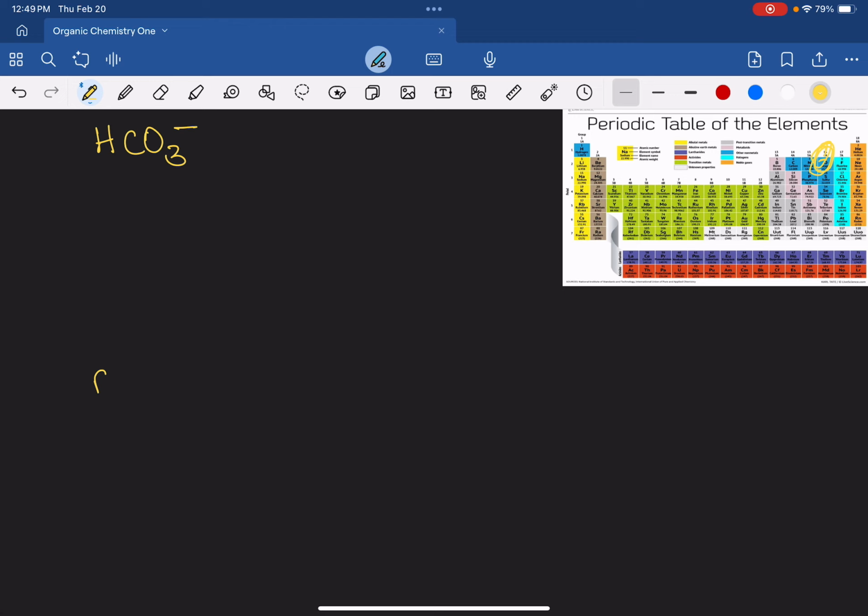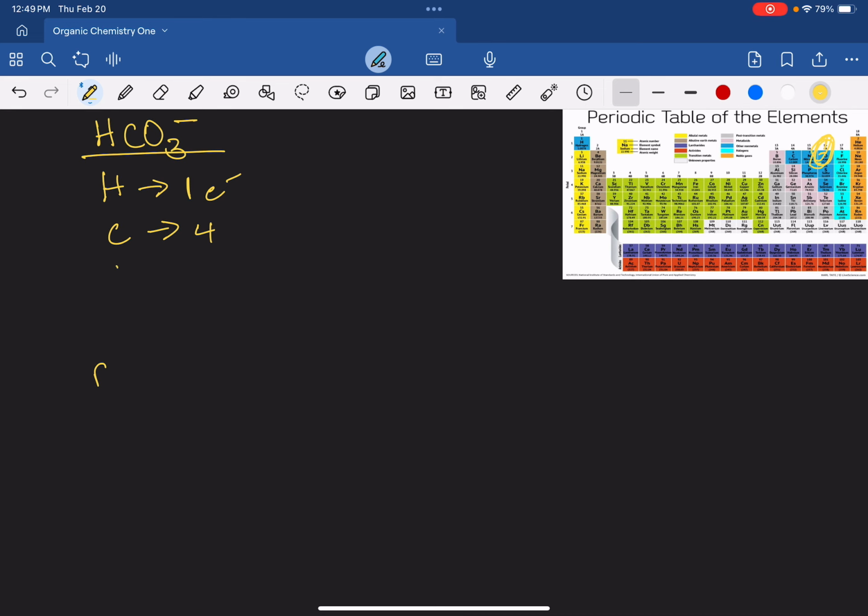But first, we must draw the Lewis dot structure. So let's follow the rule: total number of valence electrons in the ion. So we're calculating the total number of valence electrons in HCO3. One hydrogen, so that's one electron. Carbon is over here in group 4, so that's 4 electrons. Oxygen is in 6, but I have 3 of them, so it's 6 times 3, that's 18. So 18 plus 1, 19, plus 4, 23 electrons, but I have a minus charge. For each minus charge, you must add 1 electron. So we have a total of 24 electrons that I need to distribute when I draw the Lewis dot structure.